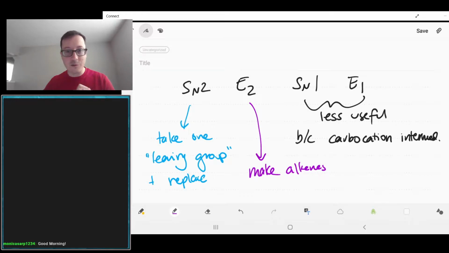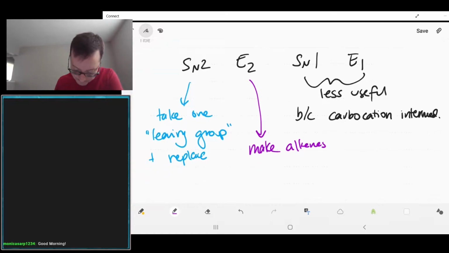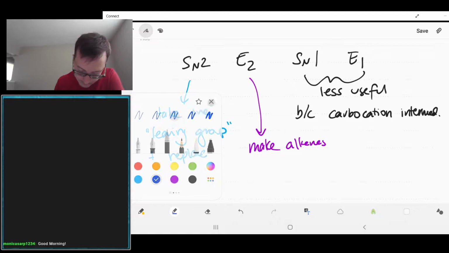Because once you have that alkene, you can then turn it into an alcohol if you want. You can move things to the other side. You can move things to different carbons. With SN2, you have to want your new substituent where the old one was. But if you make an alkene, we're going to see you can then move substituents around to different places. So E2 is going to be our most useful, so we're going to spend most of our time talking about that. Let's think about E2.